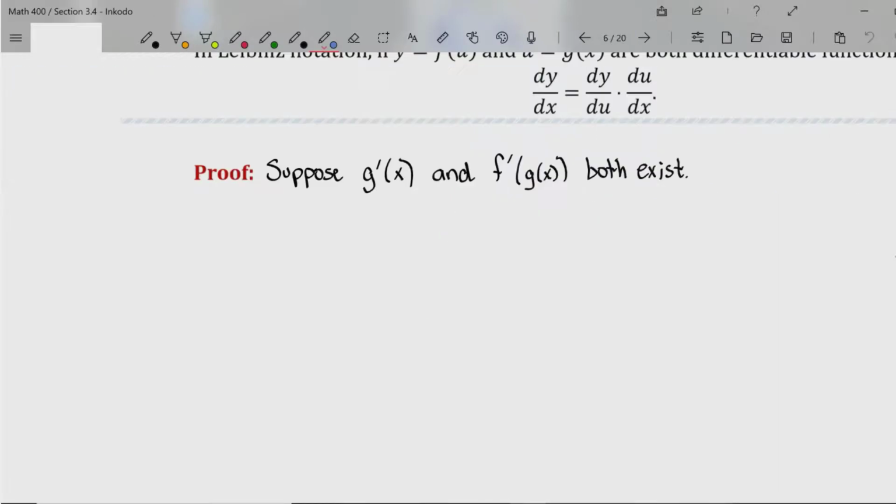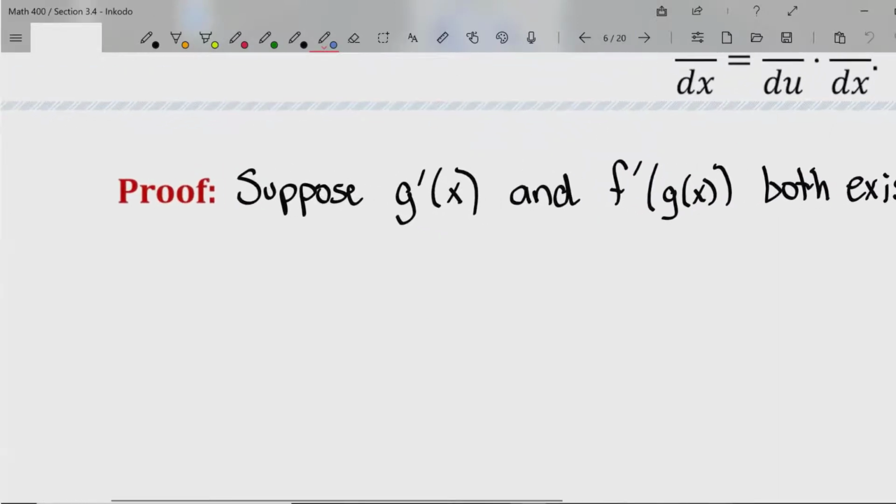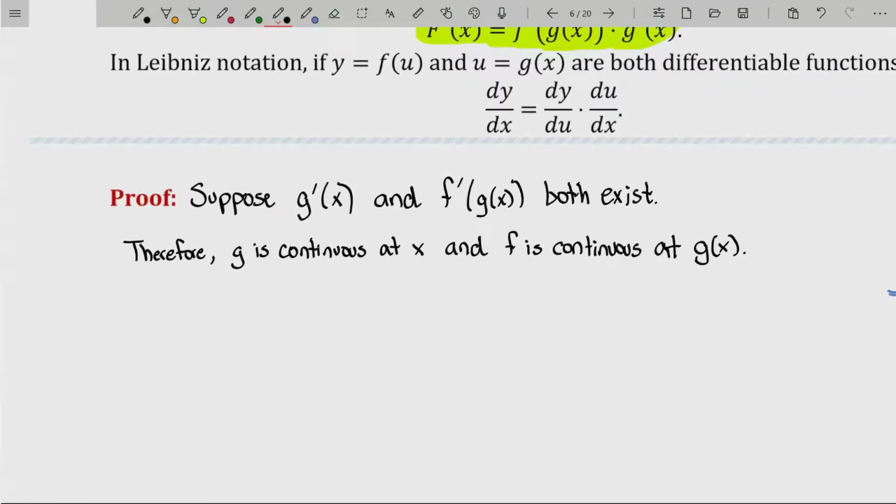Now that we stated what we want, it's very important for this proof to work to use the fact that we know if a function's differentiable at a point, it's continuous at that point. So I'm going to go ahead and mention that now. It's very, very important for this proof. So therefore, g is continuous at x because g prime exists at x, and f is continuous at g of x because again, f prime exists at g of x. But what does continuity mean? What does it mean that g is continuous at x?